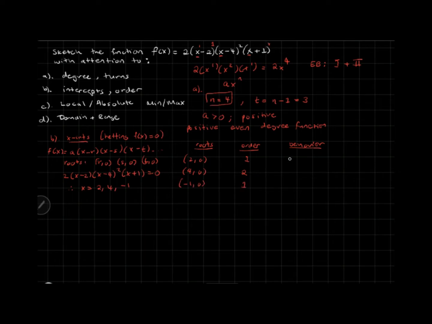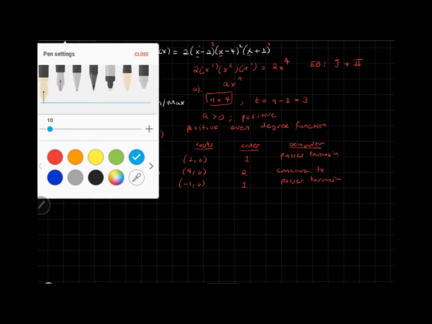Okay. At (2, 0), the behavior is that it should pass through. At (4, 0), it should be concave to that point. At (negative 1, 0), it should also just pass through that point. Okay. Now that we have all that information down, we can also figure out a y-intercept to complement our sketch.